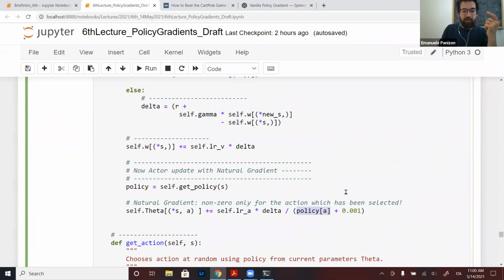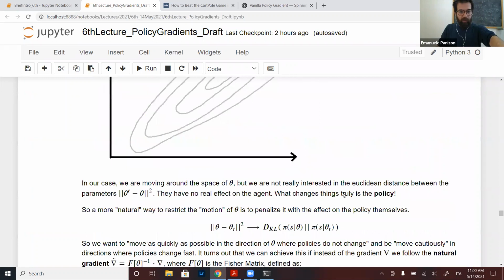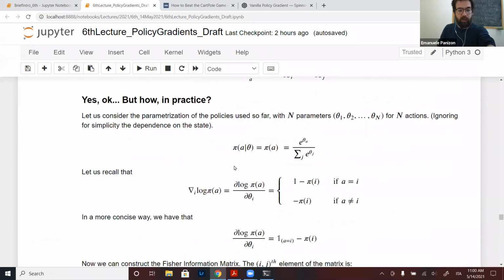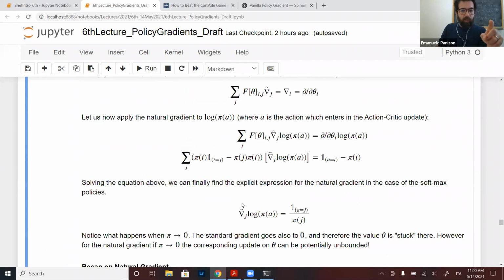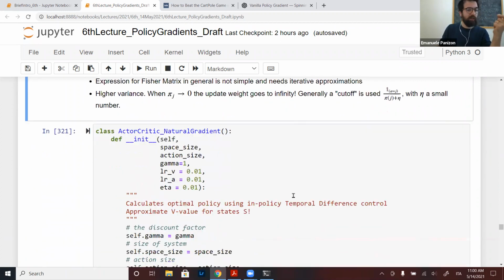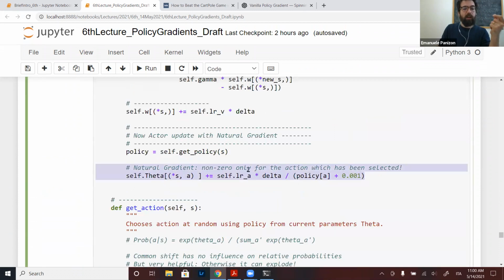Okay, so everything I said here, you can forget. You can just remember that instead of the derivative of the logarithm of the policy, which was 1 minus policy of policy, which you have here, we have this line here. That's it. This is the natural gradient for softmax policies, which corresponds to this line here.